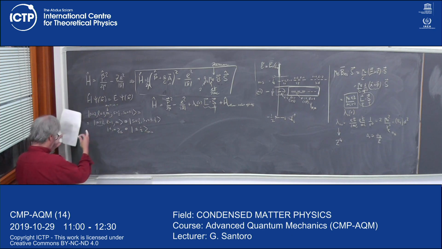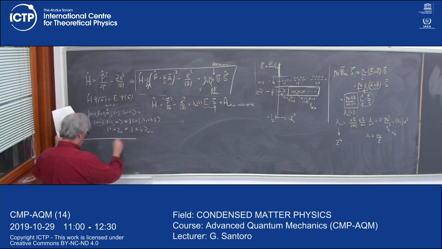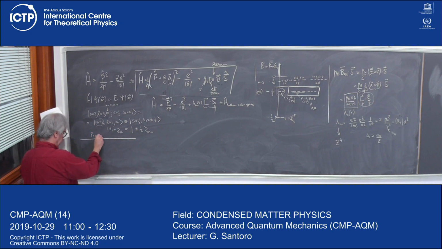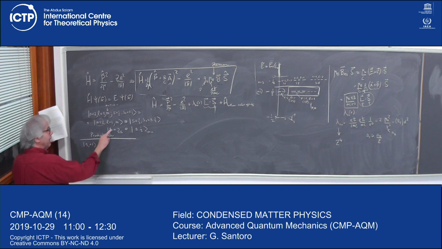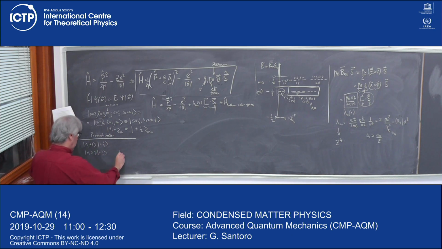Let me just make it a table, okay? So I remind you, these are product states. Let's see. I have 1, plus 1, the M is plus 1, times plus 1/2, up. Then I have 1, 0. I have to exhaust 6 states, right? 1, 0 up, but also 1, plus 1, down. Let me write them in this order.